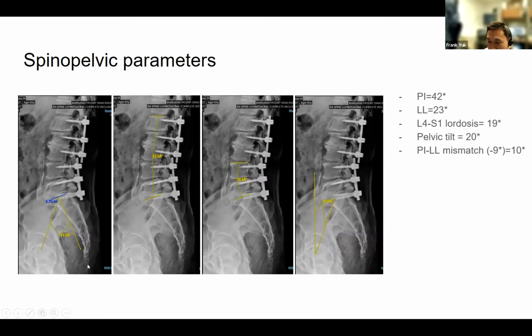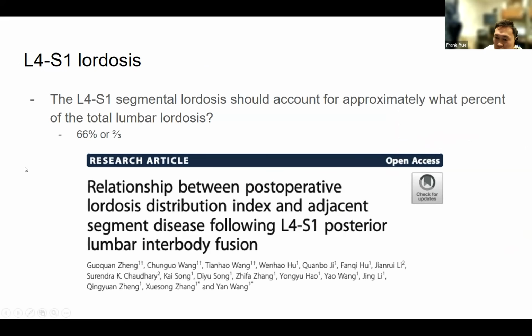So I did all the measurements for us. The PI is about 42 degrees. The lumbar lordosis is low at 23 degrees. The L4-S1 segmental lordosis is 19 degrees, and the pelvic tilt is 20, which is right on the cusp of being normal. And so the PI-LL mismatch, after subtracting 9, is about 10 degrees of mismatch.